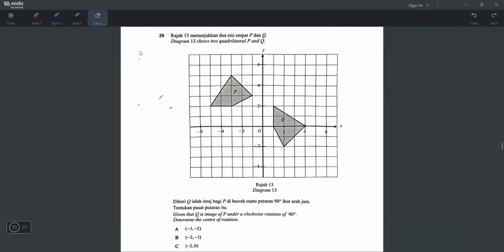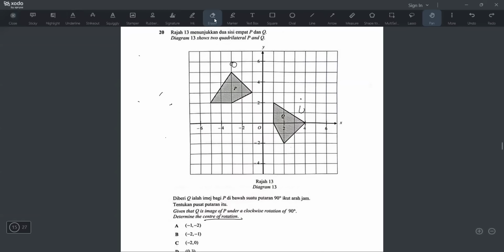But you have to baca which one is the image. Q is image of P. So I'll label here, this one is I, this one is O lah. And then determine the center of rotation. For rotation 90 degree, how do you find the center? You have to draw the perpendicular bisector, right? You can use the compass method, or you can also do it without using compass.